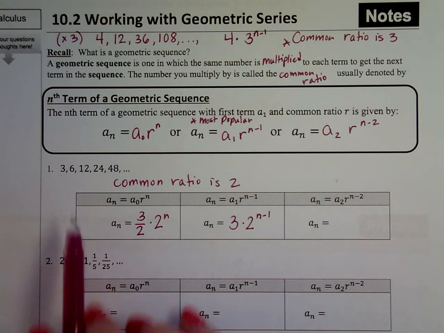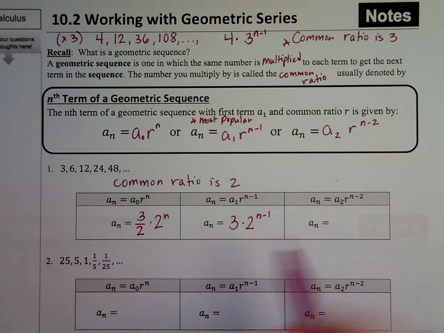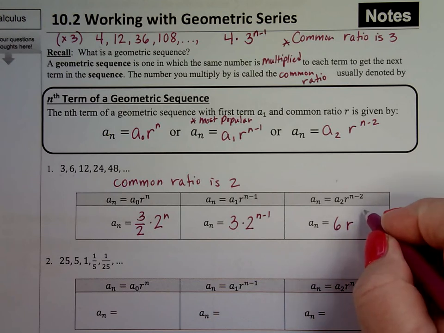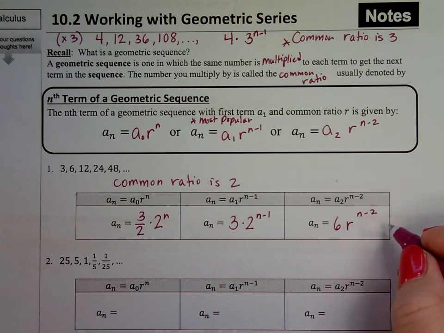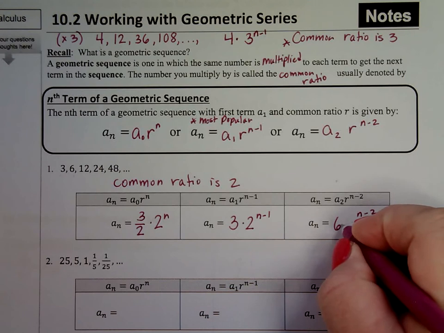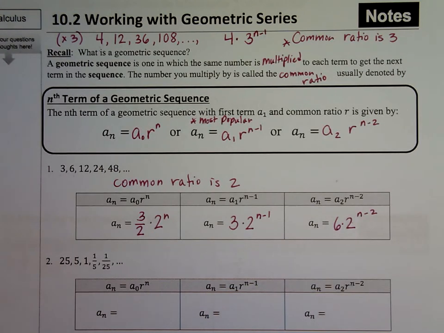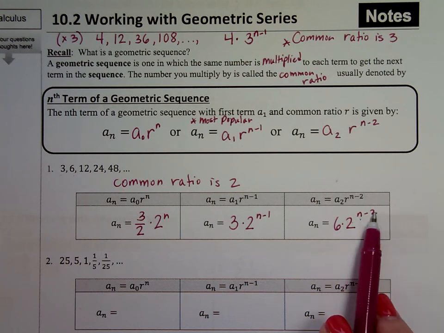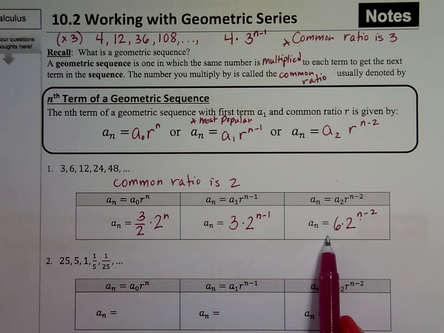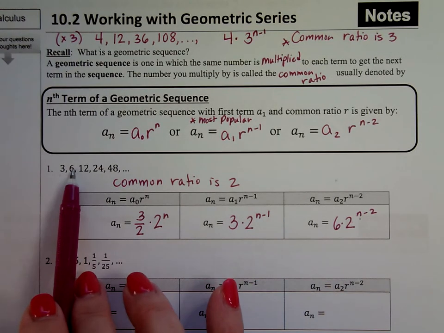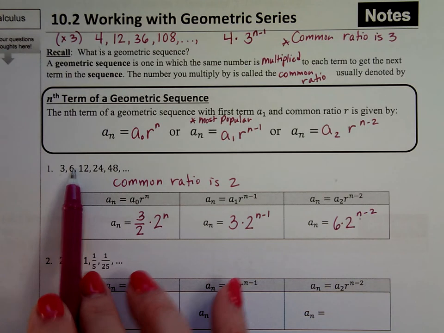This one would be the second term. A sub 2 is 6. So a sub 2 is 6, r to the n minus 2 power. In our case, our r is 2. My bad. Let me put a 2 in here and replace it. Times 2 to the n minus 2 power. So if n is 2, 2 minus 2 is 0, 2 to the 0 is 1, 1 times 6 is 6, and that's my second term. So all of those are equivalent ways to write this particular sequence.